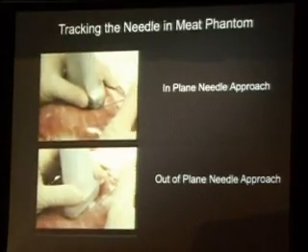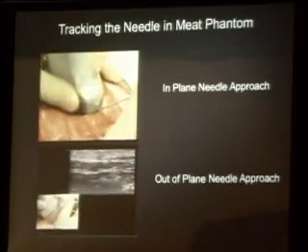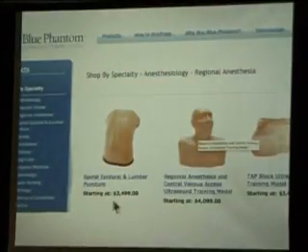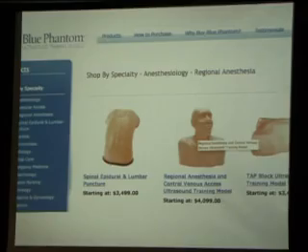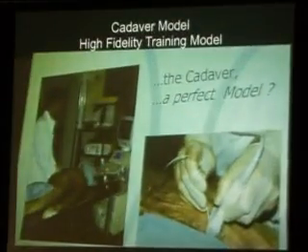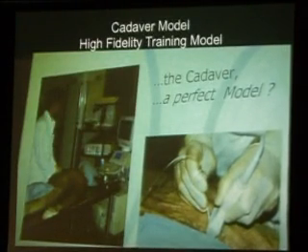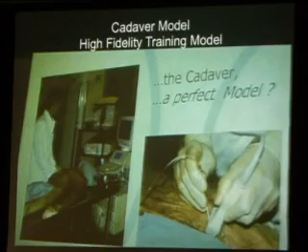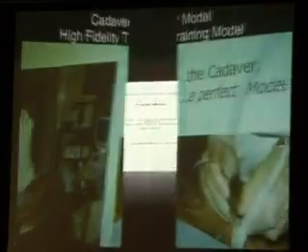There are many low fidelity phantoms, like the meat phantoms. I use that. I don't have money to buy a gelatin phantom, several thousand US dollars, and even going to the cadaver lab is more difficult. So at this time, we don't have any data to show that high fidelity training models are better than low fidelity.